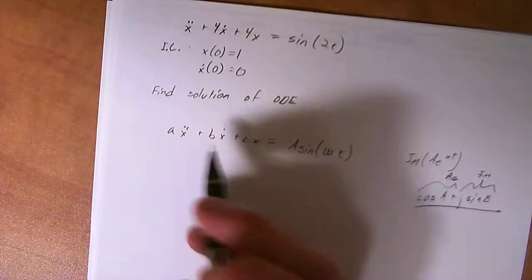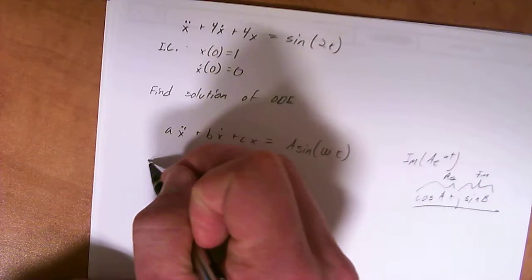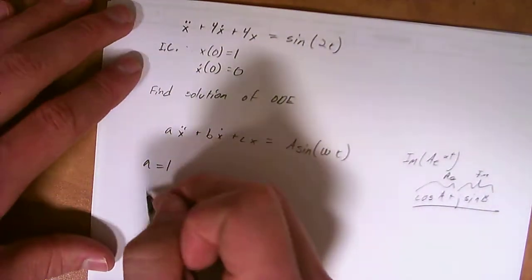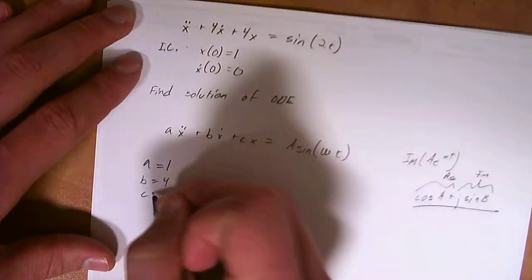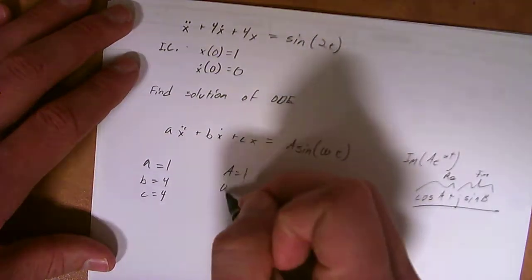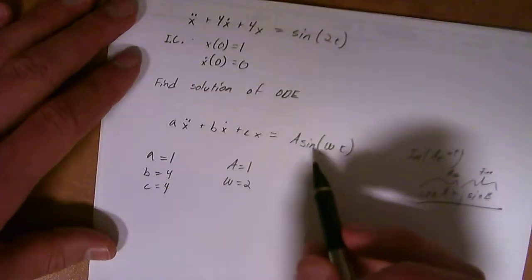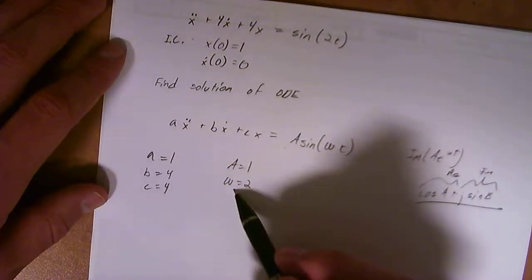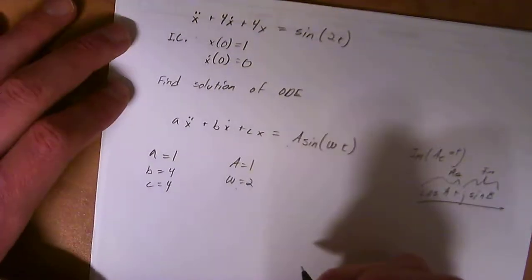And then you want to put in these coefficients because we're basically going to assign these values. So in this case, A is equal to 1 because there's basically no coefficient. B is equal to 4, C is equal to 4, A is equal to 1, and omega is equal to 2. These are also really valuable in vibrations, of course, because this is the amplitude and this is the frequency.